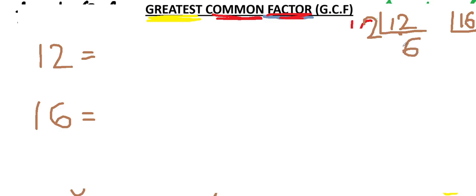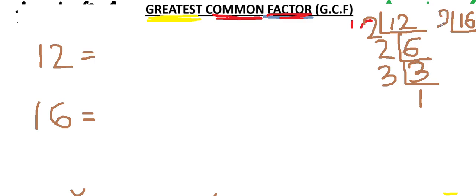2 times 6 is equal to 12. 2 times 3 is equal to 6. 3 times 1 is equal to 3. Okay. So the factors of 12 are 3, 2, and 2. And for not the factors, I'm so sorry, I should correct myself here. The multiples are 2, 2, and 3.